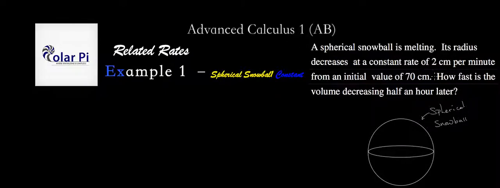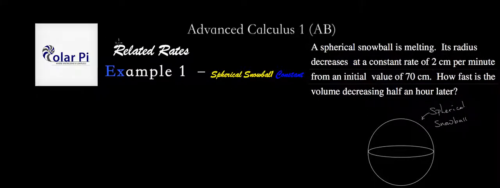Now, if we continue reading here in this problem, we see that initially the snowball had a radius of 70 centimeters, and the question is, how fast is the volume decreasing half an hour later? So when t is equal to 30 minutes, how fast is the volume of the snowball decreasing?